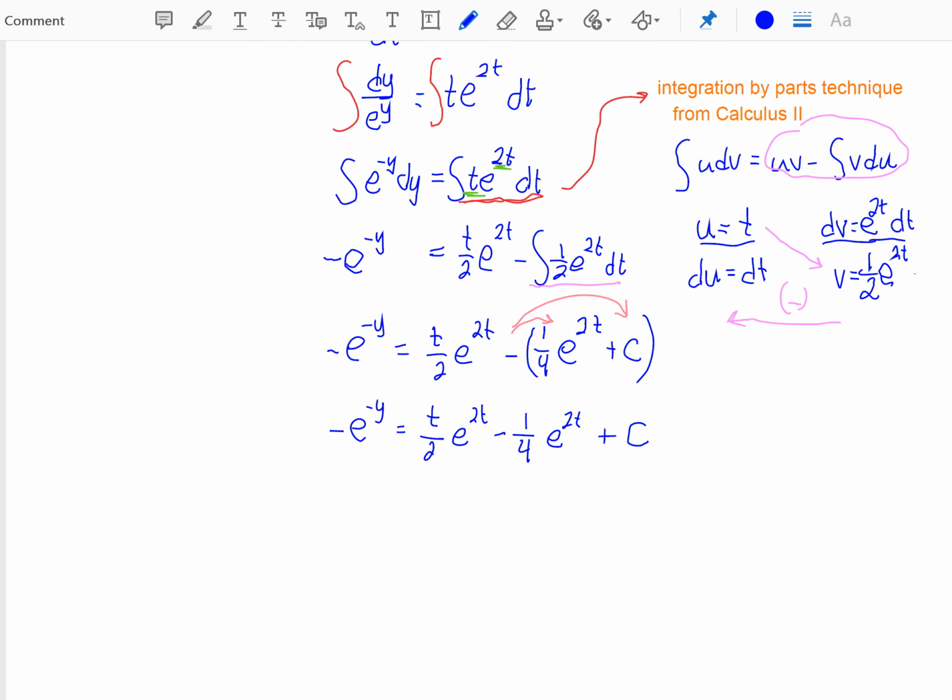Okay, let's continue to solve for y. Maybe divide everything by -1 on the left and on the right. So that we'll have e to the negative y is negative t over 2 e to the 2t plus 1/4 e to the 2t. And then c divided by -1, I still just want to call it c.